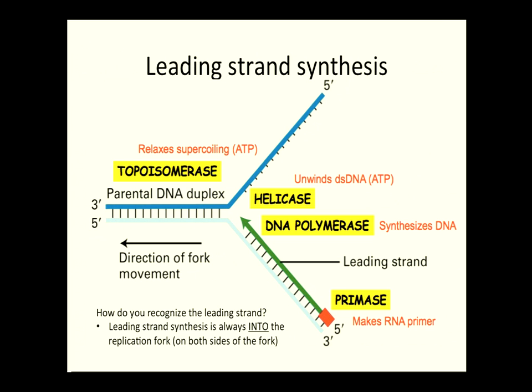Okay, so what about on this side of the replication fork? So it would be the opposite, right? So you would go in this direction for the bottom strand. So this would make it your leading strand. And then this would be your lagging strand. So the easiest way to look at this is your leading strand is going to be replicating into the fork. So that's always going to be your leading strand on both sides.